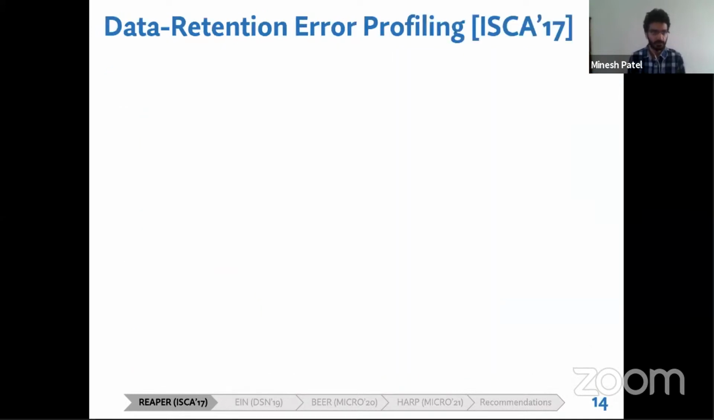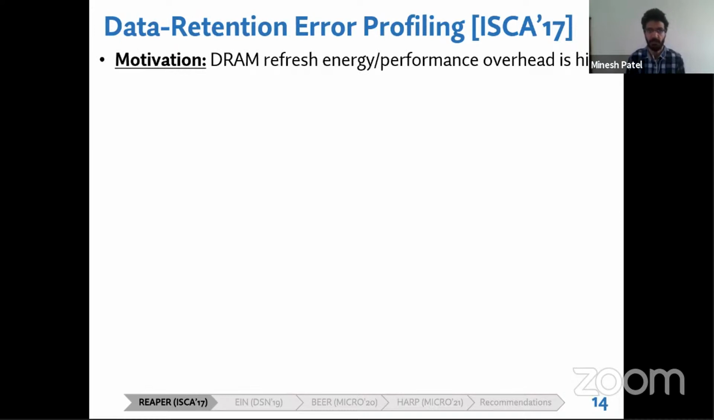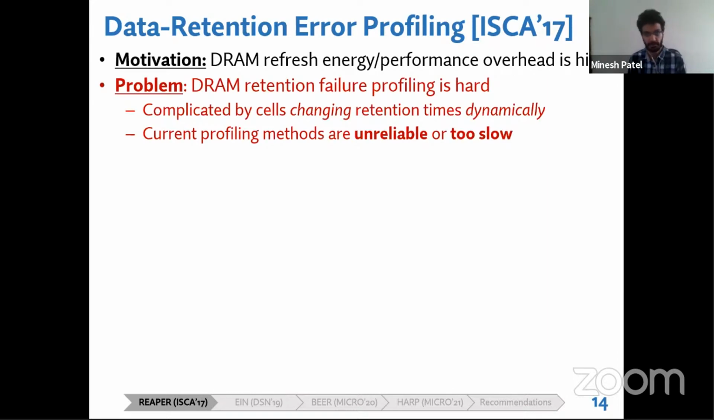Okay, so I'll start off with the high-level summary of this work. The high-level motivation we have is that DRAM refresh is a major impediment to technology scaling, especially in terms of energy consumption. The specific problem that we focus on is that DRAM retention failure profiling is difficult. This is because of a number of effects that cause cell retention times to change dynamically, and current profiling methods are either unreliable or just too slow.